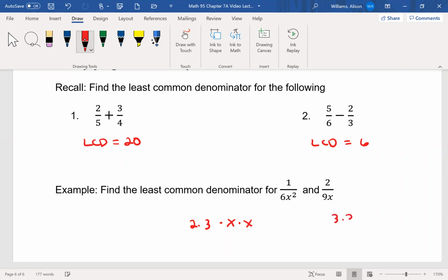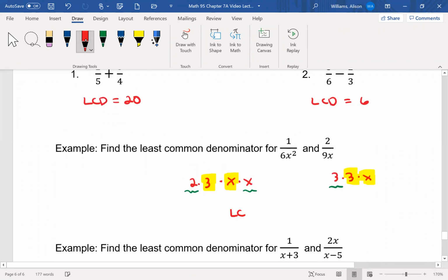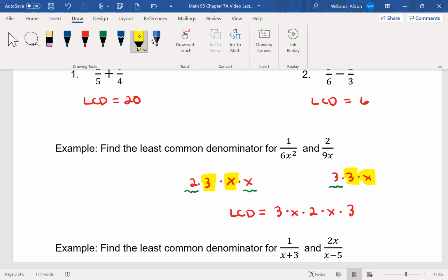9 is 3 times 3, and it has an x. So here's what I'm going to do. They have in common a 3 and an x. They already have that in common. But the first denominator has this extra 2 and an extra x. And the second denominator has an extra 3. So the LCD is going to be made up of what they have in common, which is the 3x, and the extra pieces. So that 2 from the first one, and the x from the first one, and the 3 from the second one. So I've placed the common term, that's this right here, what they had in common, these 3 x's. And then everything that's left over, I went ahead and I put over here.